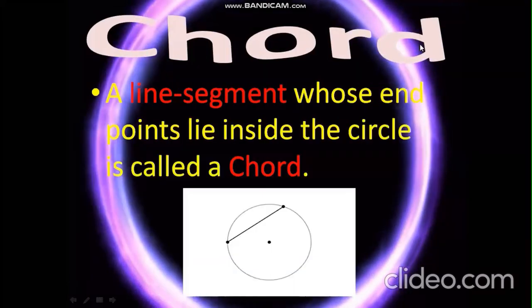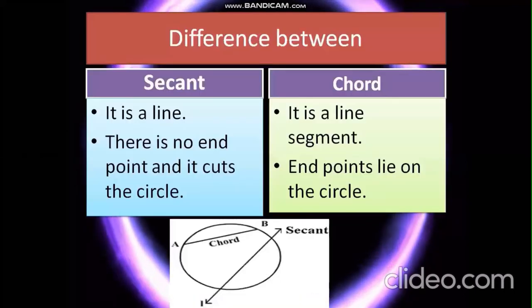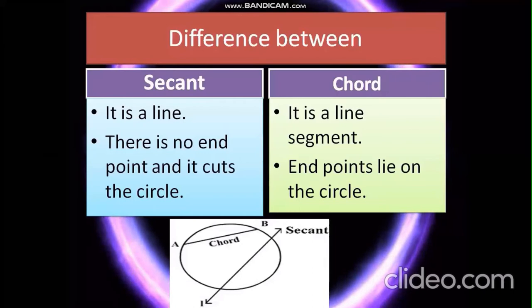Next is chord. A line segment whose end points lie on the circle is called a chord. You can see it is a line segment. And what is secant? It is a line. The difference between secant and chord: secant is a line and there is no end point for a line, but chord is a line segment. Both end points lie on the circle, that is, on the circumference of the circle. This is the difference between secant and chord.